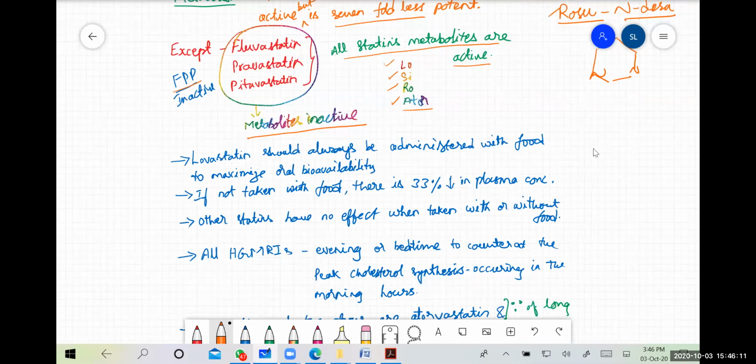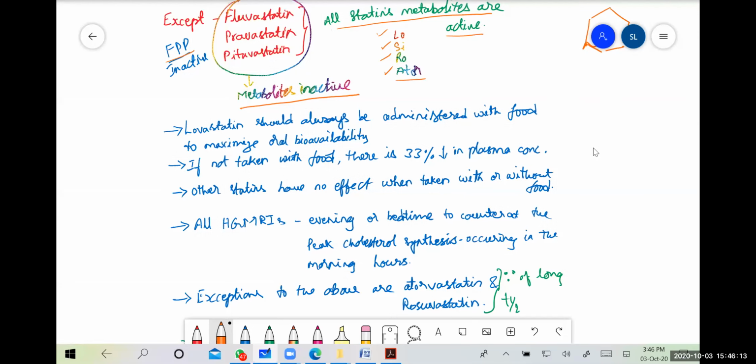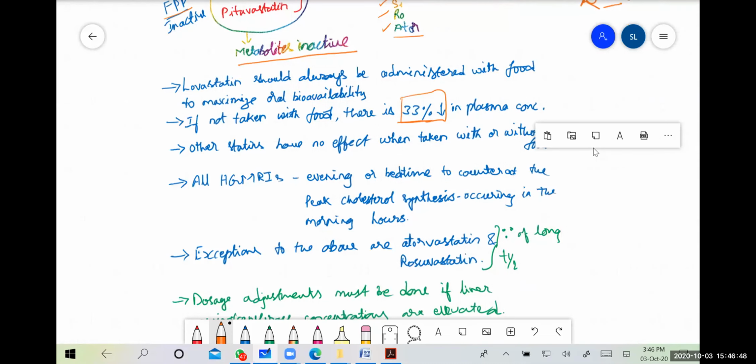Okay, then lovastatin should always be administered with food to maximize oral bioavailability. If you don't take lovastatin along with the food, then its bioavailability is decreased by 33%. This is not a small figure, 33% is a significant number. So we have to compulsorily advise the patient to take lovastatin along with the food, that means after completion of the food.